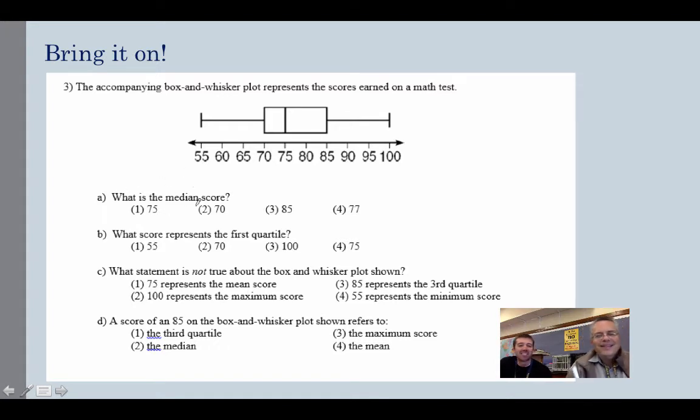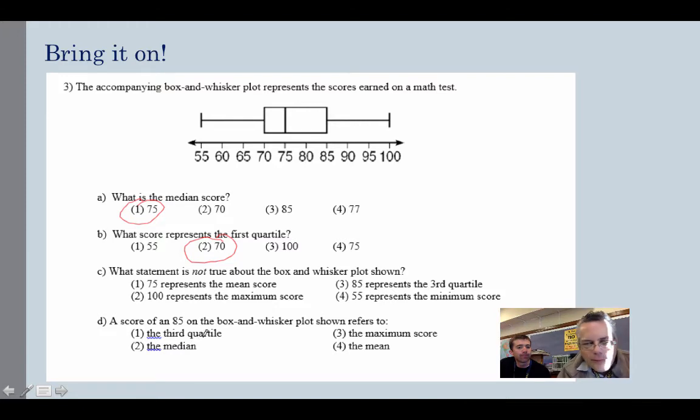What is the median score of this data? It's right there in the middle, 75. Okay, so what score represents the first quartile? I think I'm getting easier questions. I think so too. 70, that's where the box begins in the box plot. Okay. So which statement is not true about the box-and-whisker plot below?